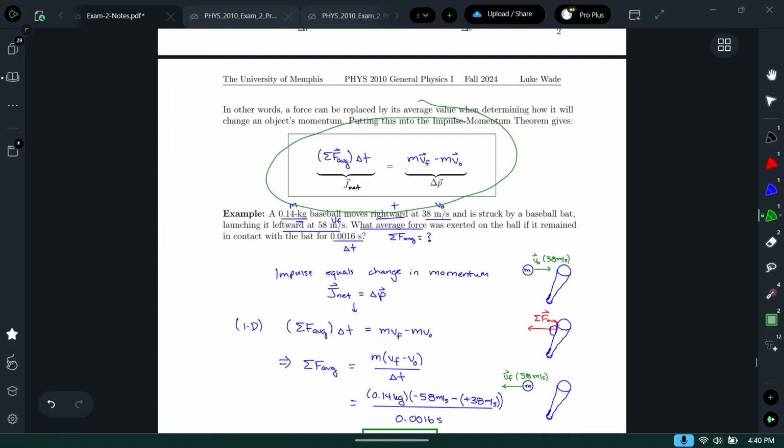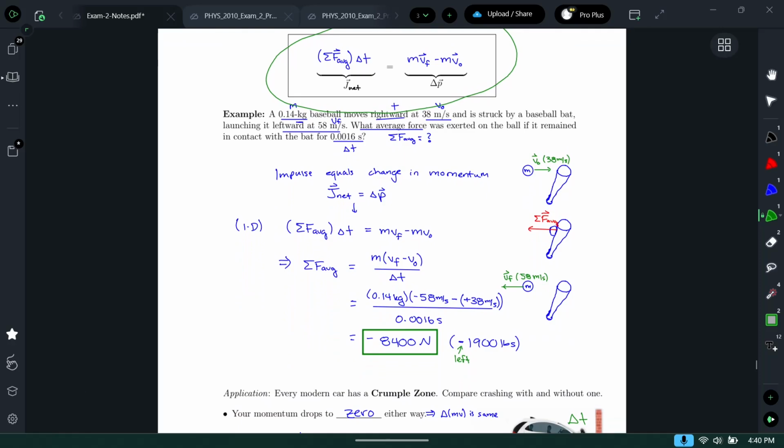I give you some information about some object that hits something else. I want to find the average force acting on it. A question very similar to this one with the baseball.